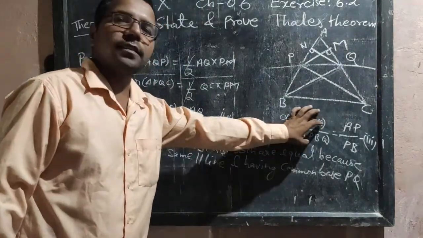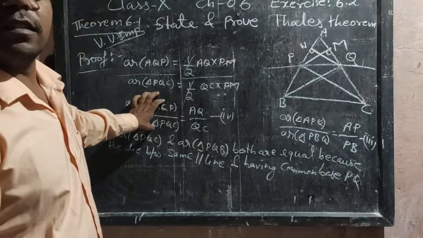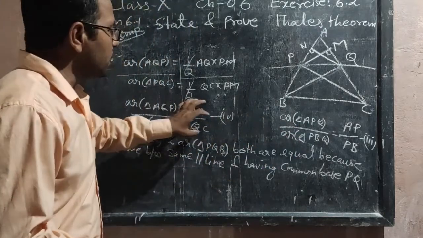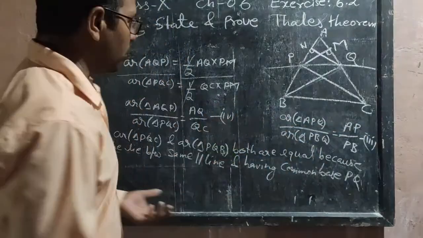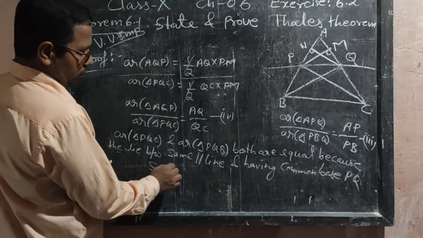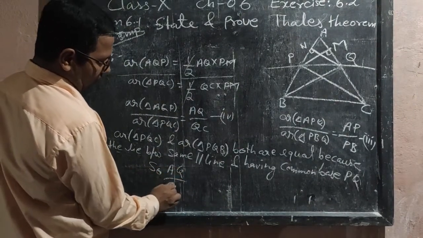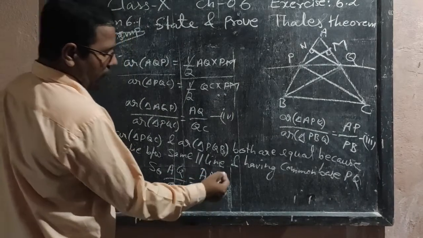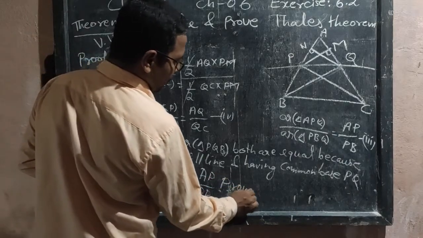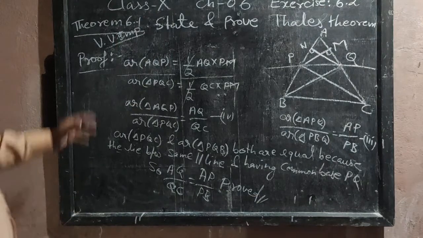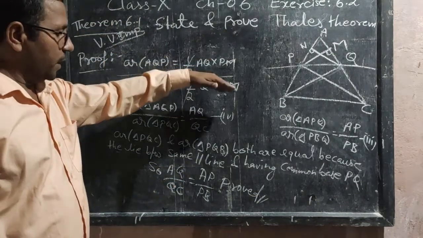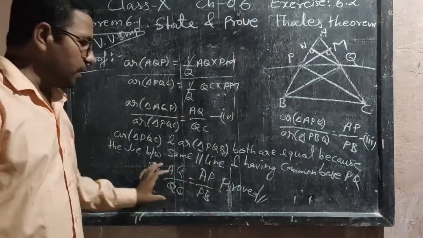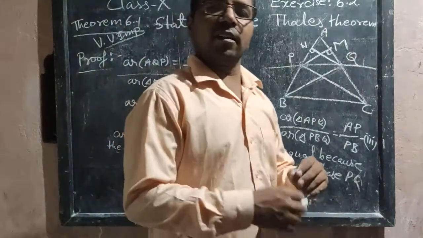If these two areas are equal, then the LHS part of this one and the LHS part of this one are equal. So for equation number 3 and 4, their RHS parts must also be equal. So AQ upon QC is equal to AP upon PB. So we have got here the proof which we needed to prove: AP upon PB is equal to AQ upon QC. Students, this one is known as Thales theorem.